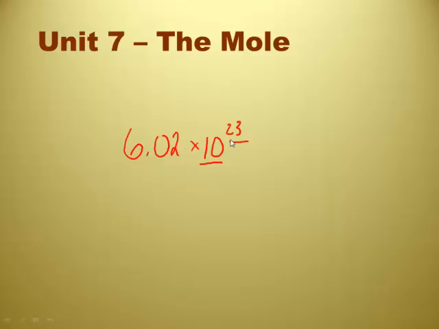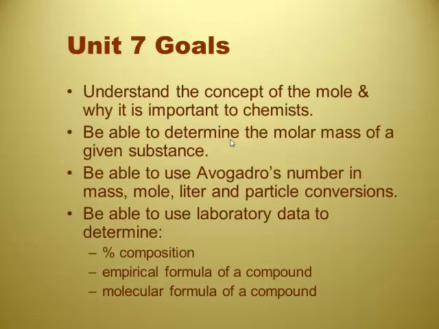All right. Goals of Unit 7. Understand the concept of the mole and why it is important to chemists. Be able to determine the molar mass of a given substance. Be able to use Avogadro's number in mass, mole, liter, and particle conversions. Ooh, that sounds like math. Be able to use laboratory data to determine percent composition, empirical formula of a compound, and molecular formula of a compound. And that sounds like math, too.